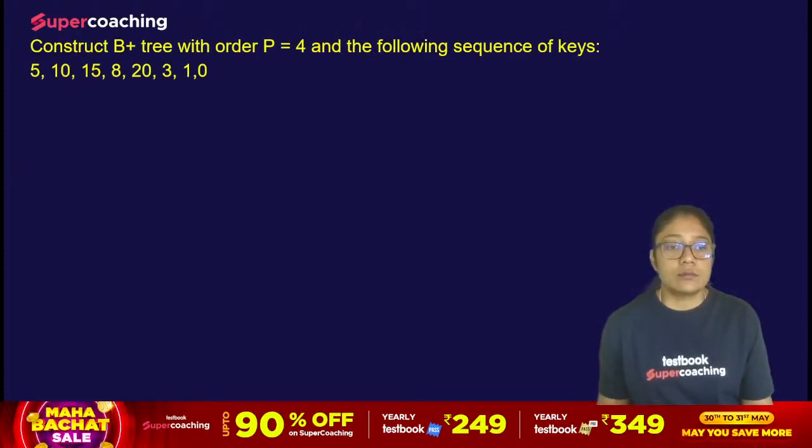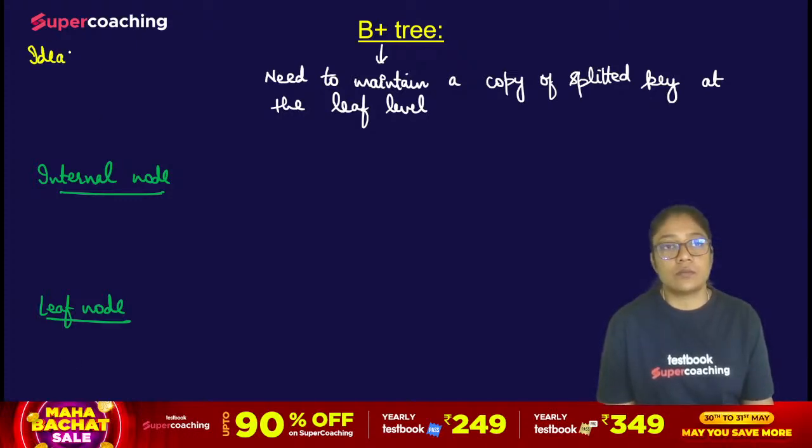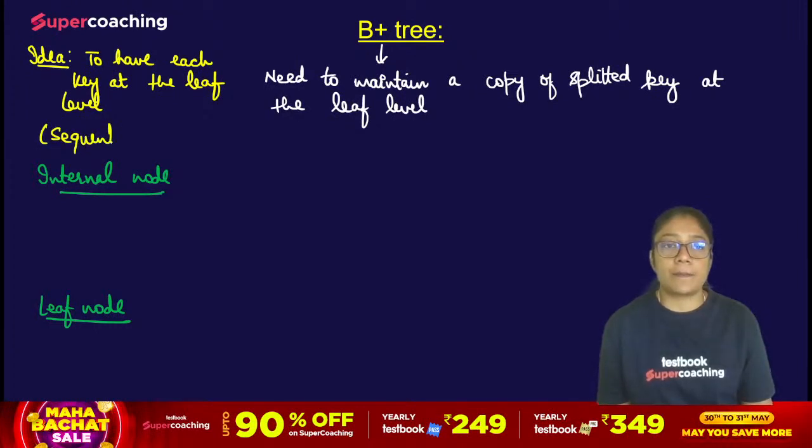and leaf. What is happening? Just a minute. Leaf node. So here the idea is to have each key at the leaf level. And since one block will be pointing to the next block, so it will provide a sequential access.